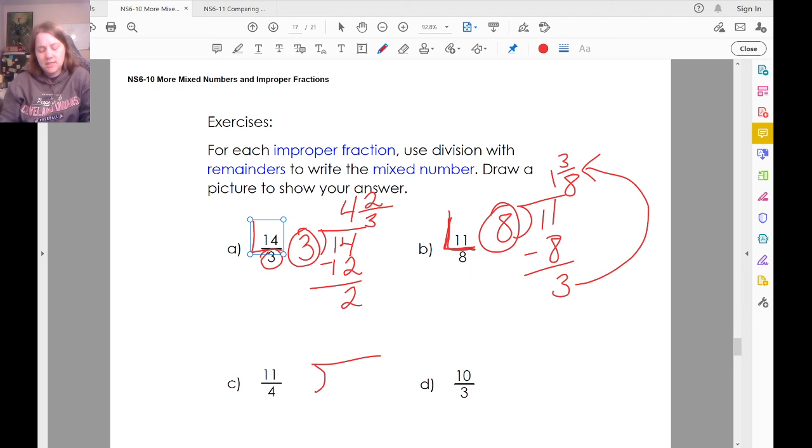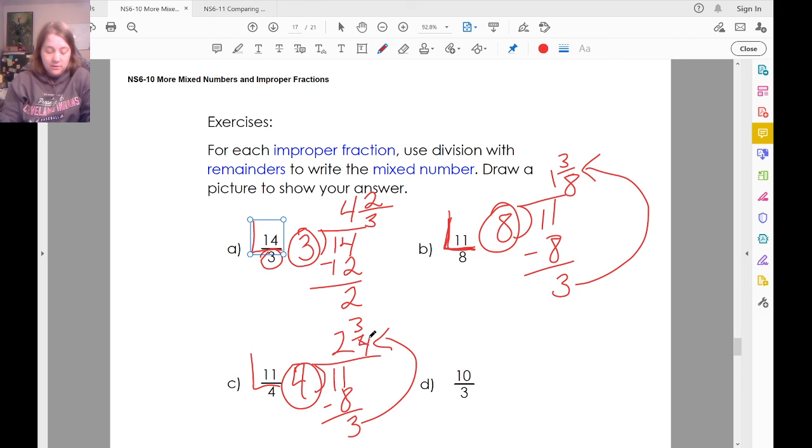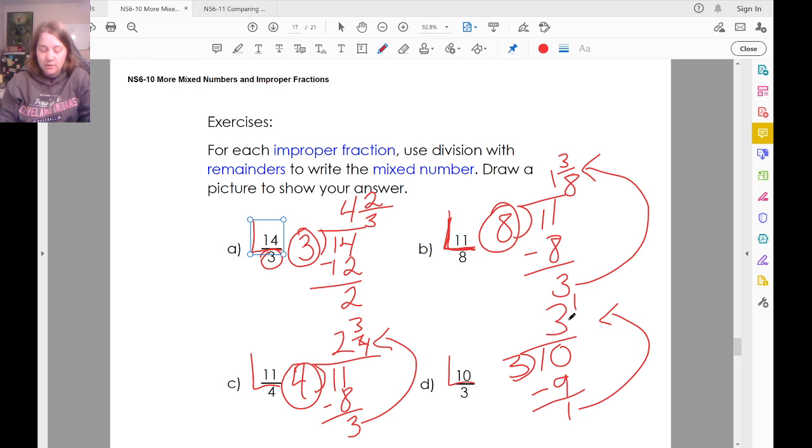11 divided by 4. Gosh, which number goes on the inside? Let's make the L. 11 goes on the inside, 4 goes on the outside. 4 goes into 11 2 times, which leaves us with 8. 11 minus 8 is 3. So we have 2 3/4. Last one, 10 divided by 3. 10 goes on the inside, 3 goes on the outside. 3 goes into 10 3 times. 3 times 3 is 9. 10 minus 9 is 1. That leaves us with 3 1/3.